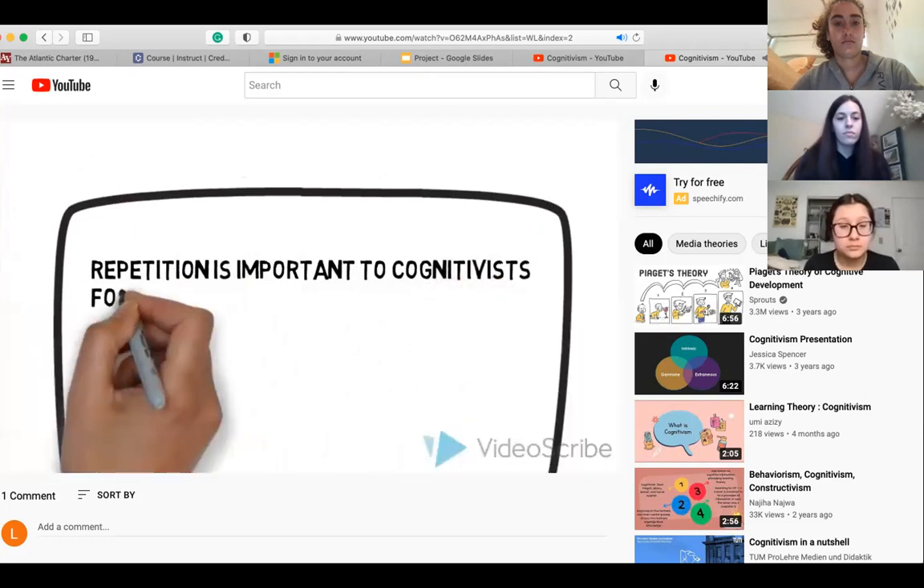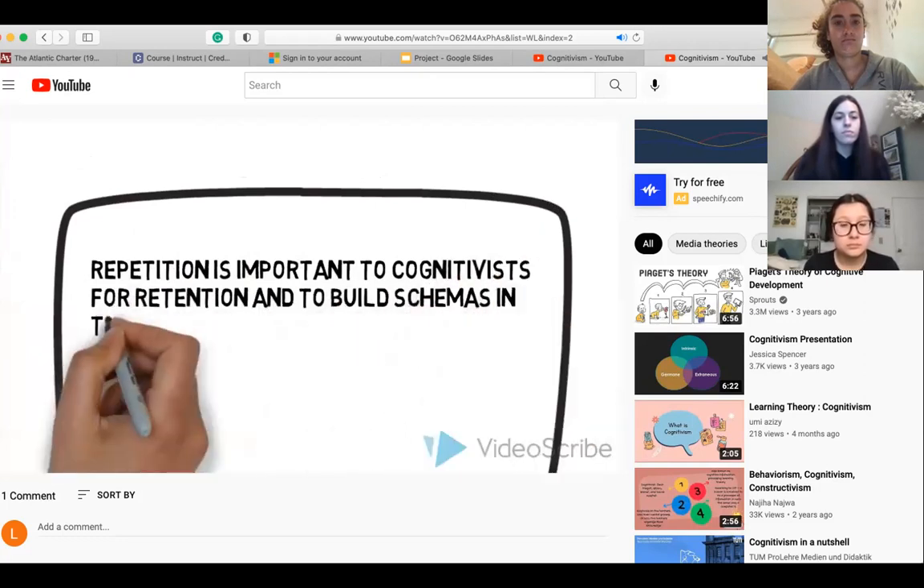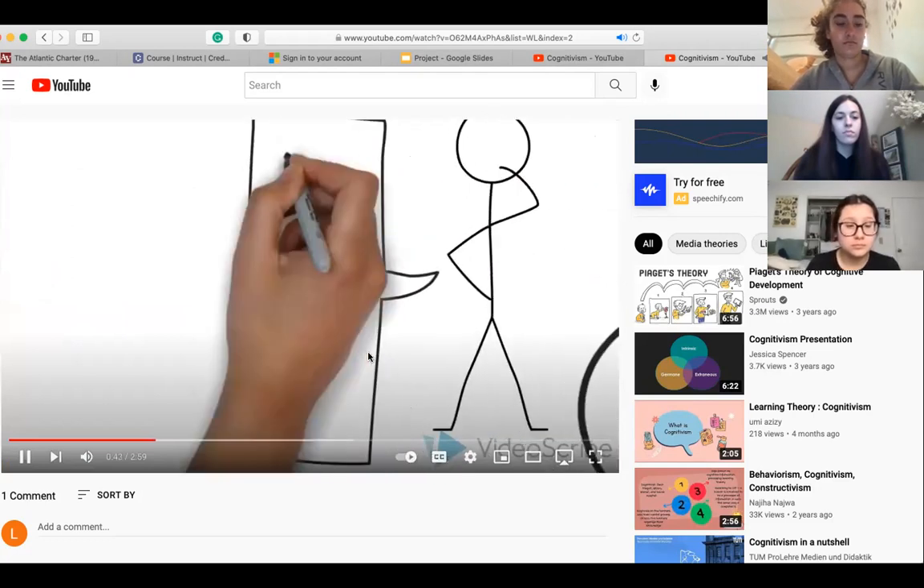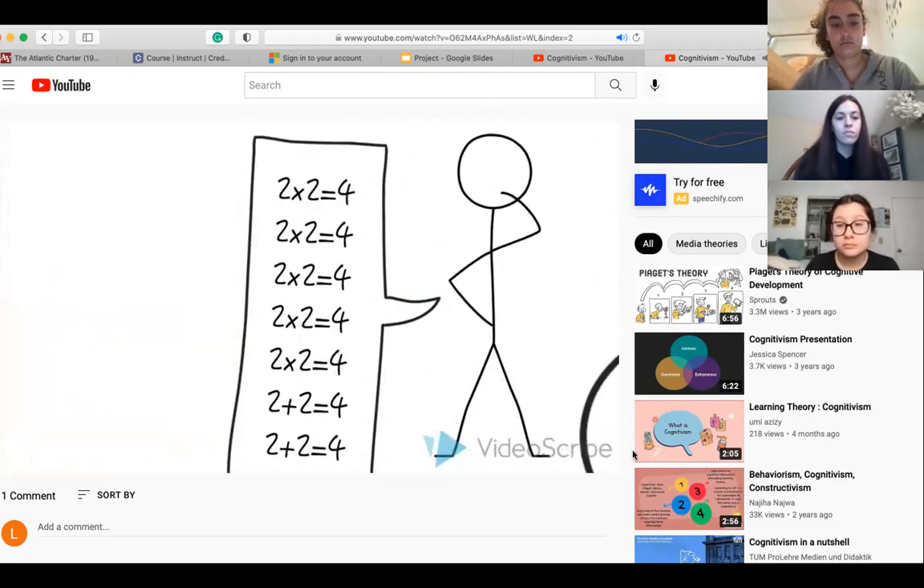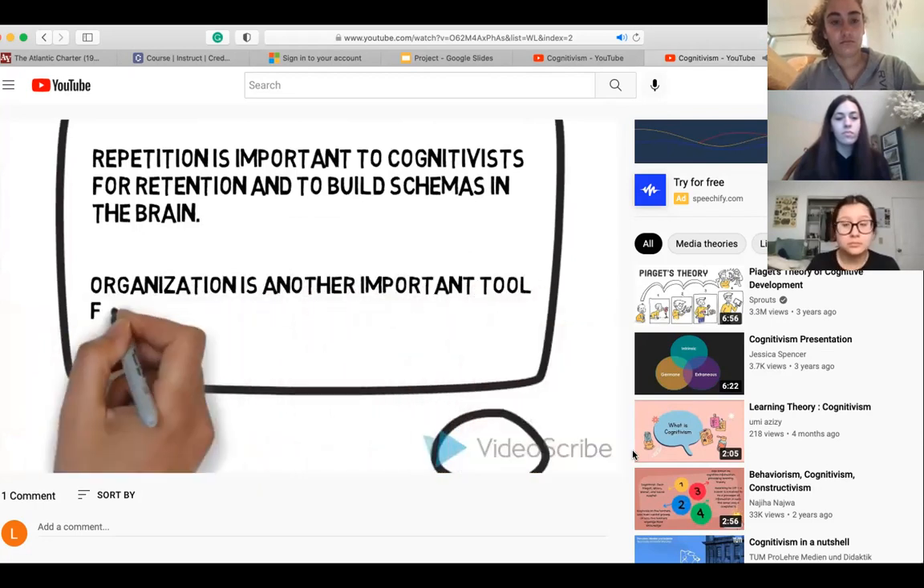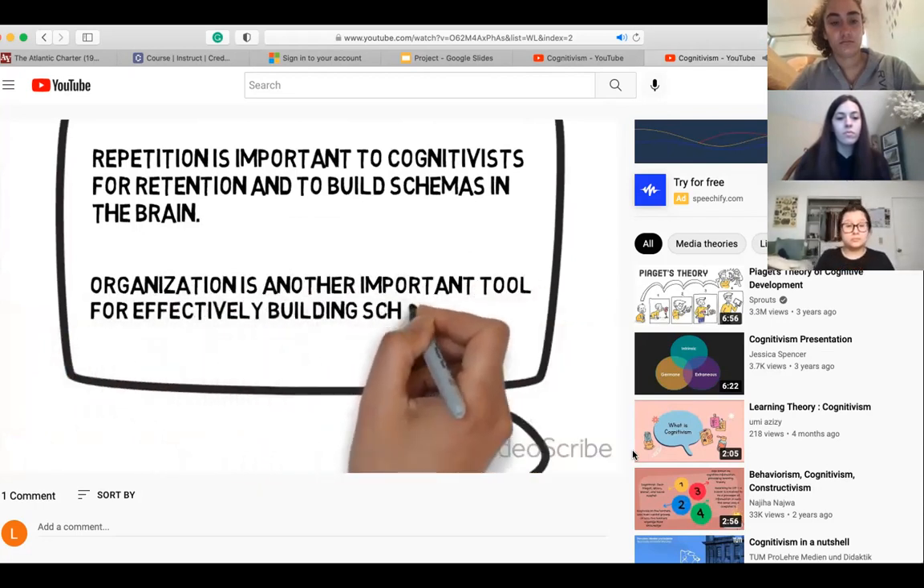Repetition is important to cognitivists for retention and to build schemas in the brain. A good example of this is practicing your multiplication tables. Organization is another important tool for effectively building schema.